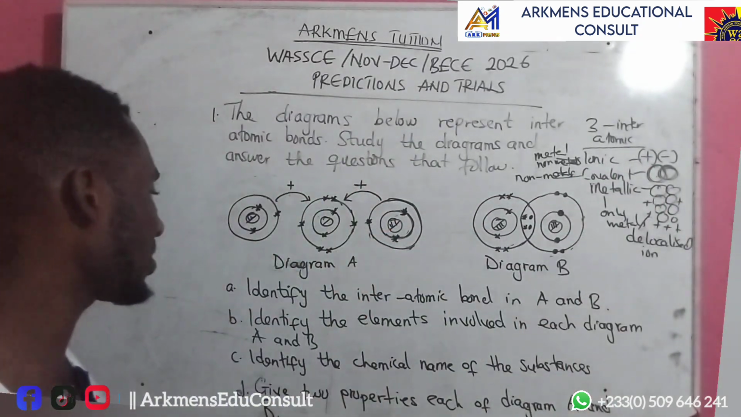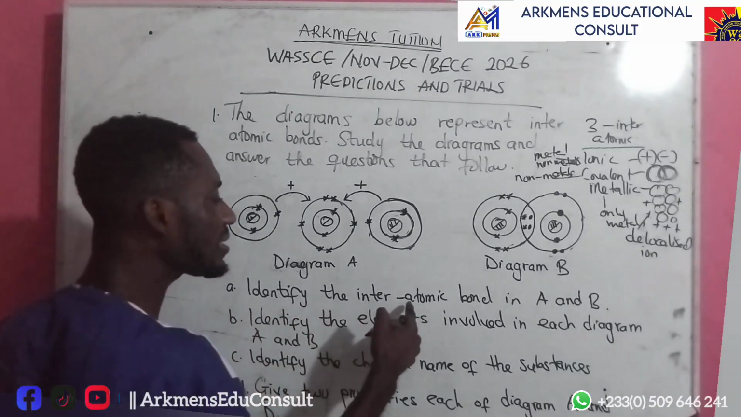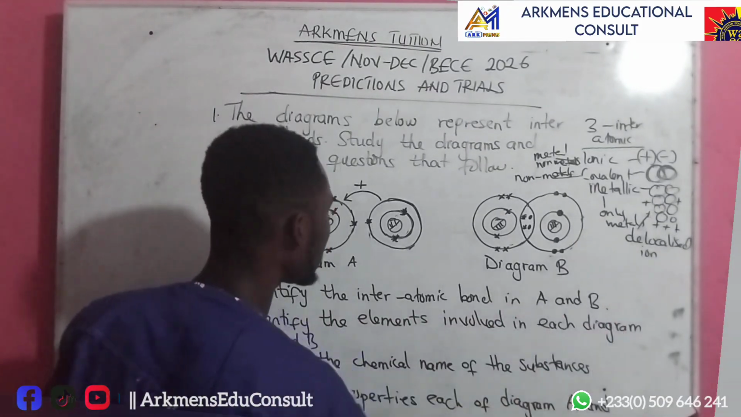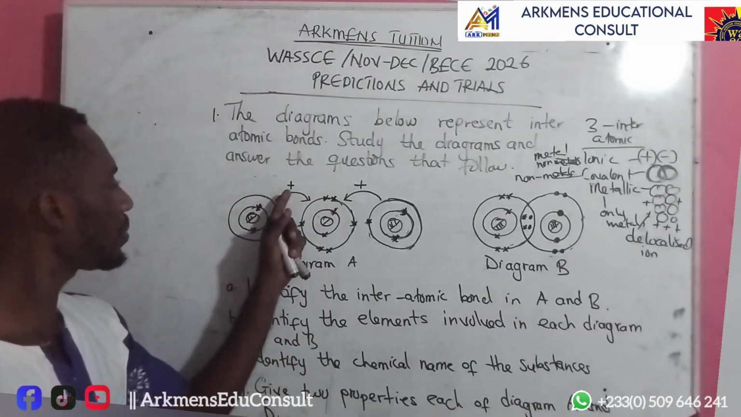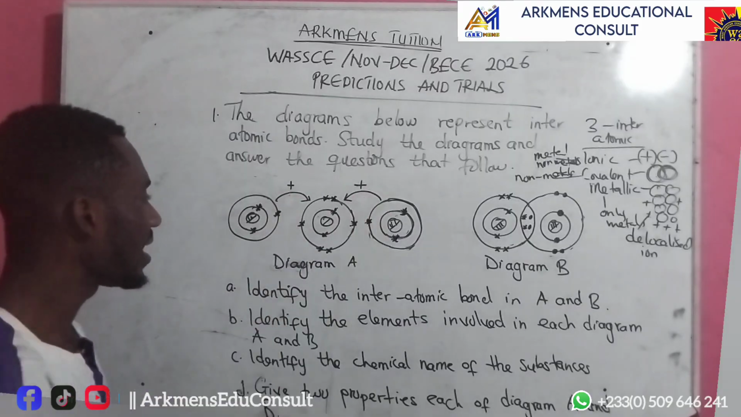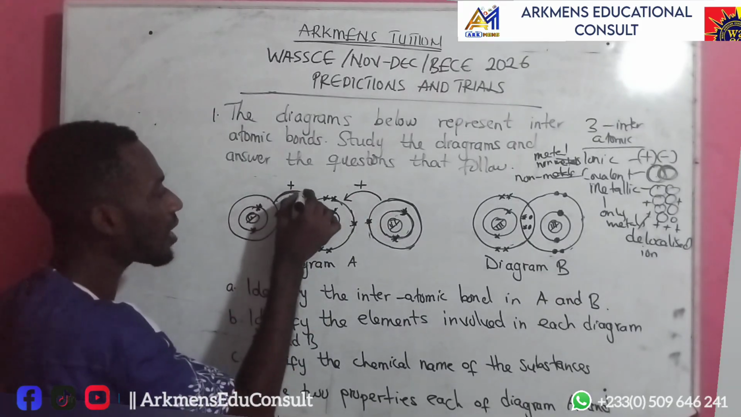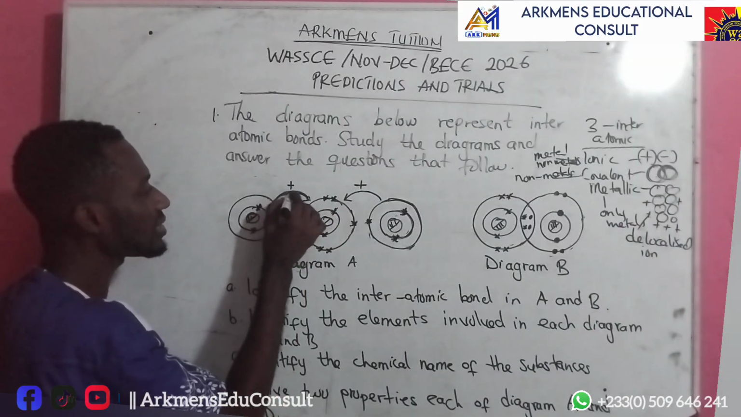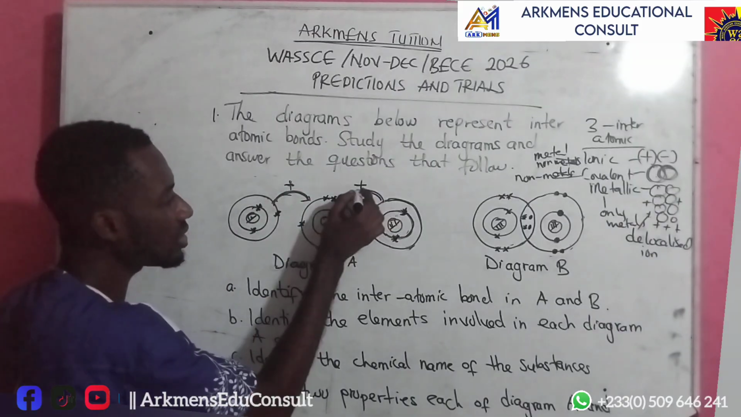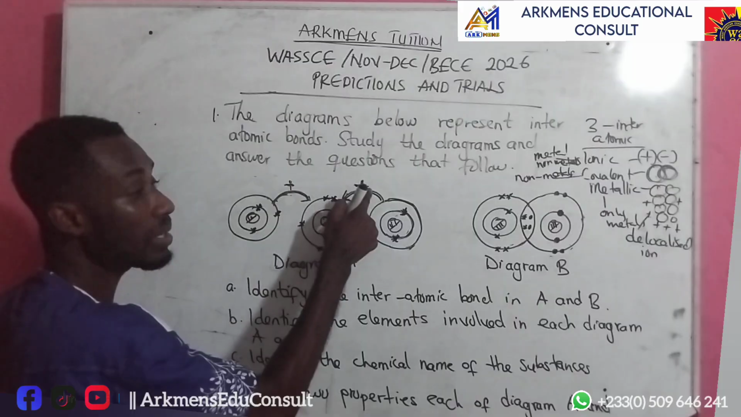Now let's come to the question. It said identify the interatomic bond in A and B. So looking at A, we have plus here. You can see they have plus here, and the arrow over here telling you that this is going to give away. It is giving, so because it's giving, it is plus. This is also giving to this, so it is plus. That is why you see the plus.